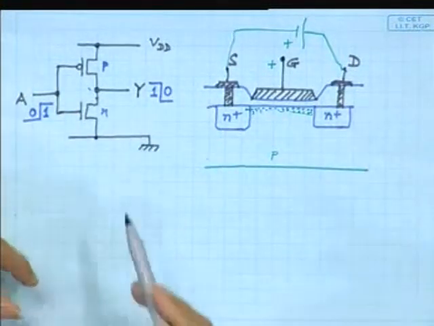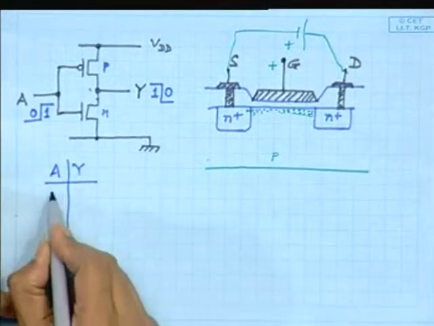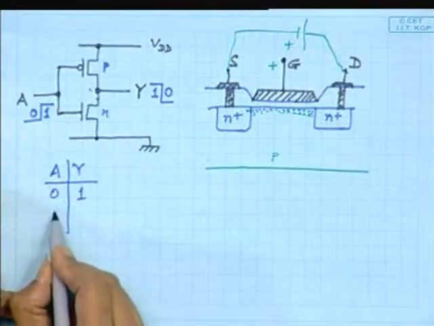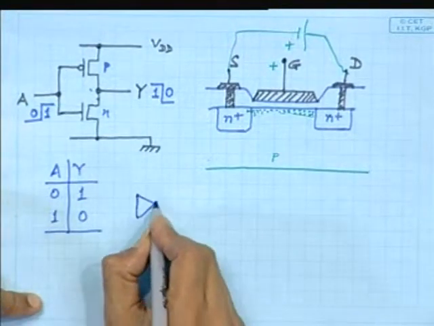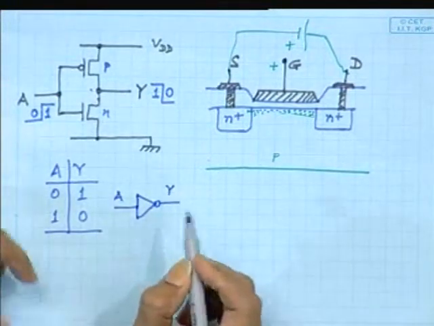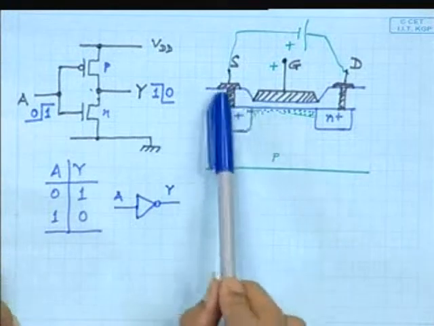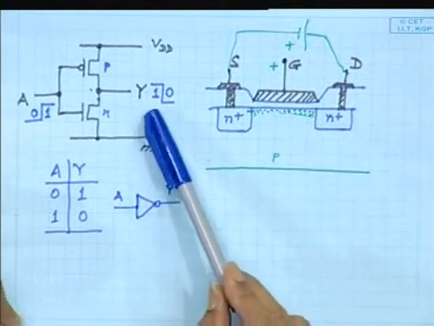So we used to draw something called a truth table and say that if A is 0, Y is 1, if A is 1, Y is 0. Okay, and maybe we can draw a symbol that this is an inverter. So far so good. But in VLSI, whenever we are integrating that, we are making such transistors over there, there are several issues coming up.